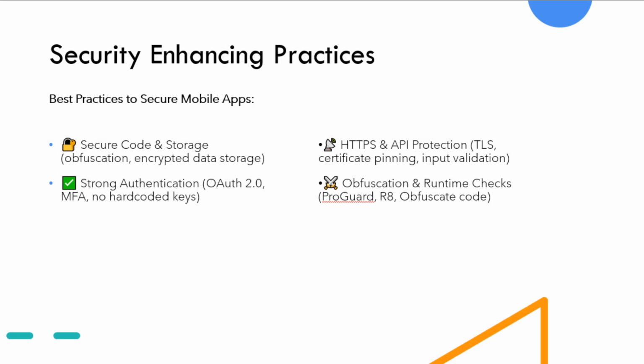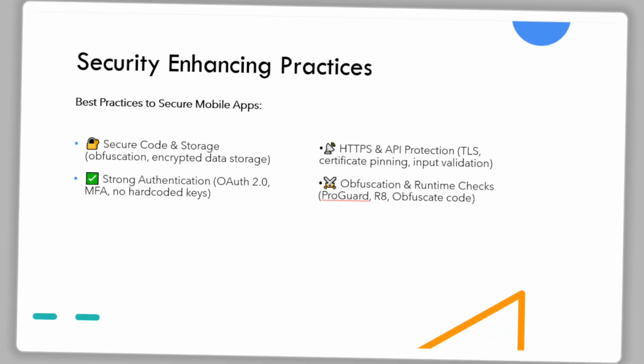The third one is HTTPS and API protection. Always use HTTPS for secure communication and use certificate pinning to prevent man in the middle attacks. And also validate all API requests properly. Now, the last one is obfuscation and runtime checks. Use tools like ProGuard or R8 to obfuscate code and also add checks to detect if the device is rooted or jailbroken, which could indicate tampering. These steps greatly reduce the chances of your app being compromised.